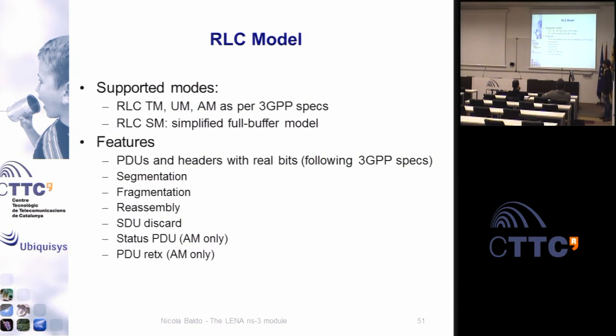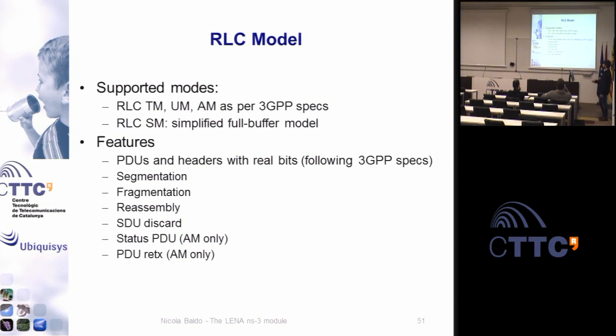And in addition to the model specified by 3GPP specs, we have another model which is called the RLC SM, which stands for saturation mode. It's a highly simplified model with a traffic generator embedded inside the RLC, so that you can run a simulation with no higher layers and with just one traffic generator inside the RLC, that whenever the scheduler allocates a transmission opportunity will generate some bytes and pretend that this is a data packet. This can be used to have a simplified simulation setup.